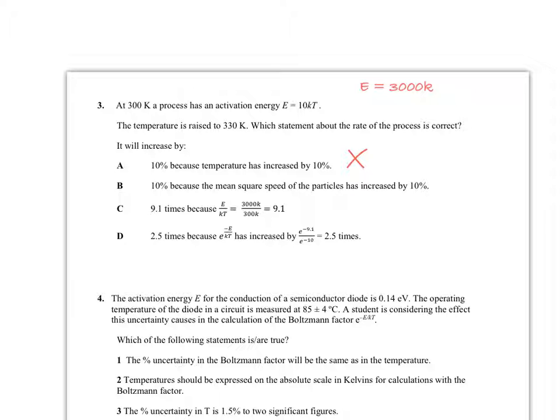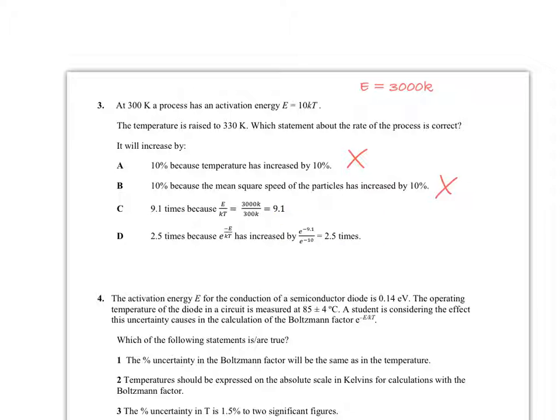10% because the mean square speed of the particles increased by 10%. Well, the mean square speed of particles has increased by 10%, but again, that's not linked to the rate at which the process occurs. That's the Boltzmann factor again. This idea of it being 9.1 times because E over kT is 3000 over 300 is equal to 9.1.